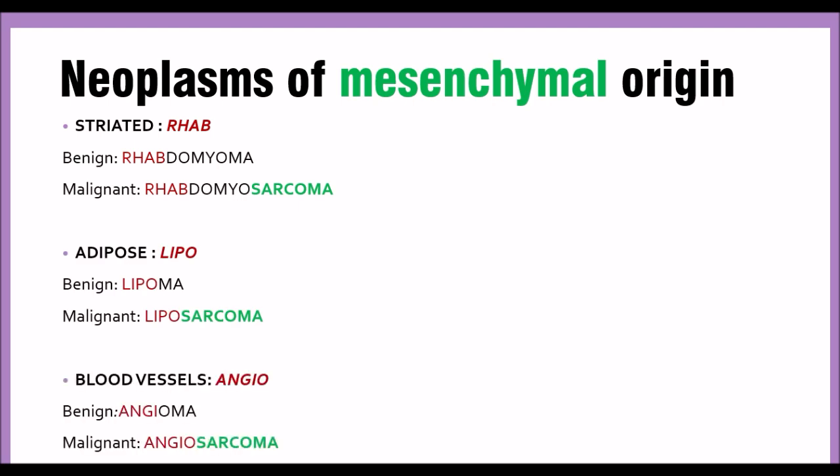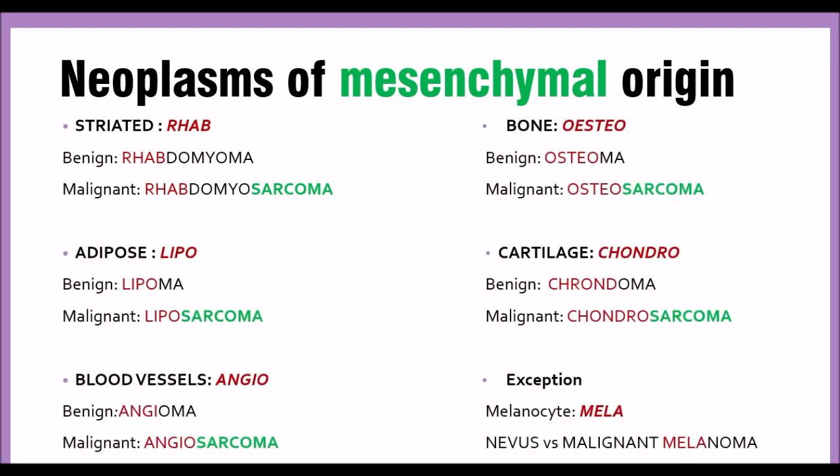And this logic can be applied to many different categories of the soft tissues that we're talking about, including adipose tissue with the suffix lipo, blood vessels, angio, bones, cartilage, and the only exception that is worth knowing would be melanocytes. So a mole, these little brown dots that we have, that everybody has, it's called a nevus. And the malignant cancer of the melanocytes will be called a malignant melanoma and not a malignant sarcoma.